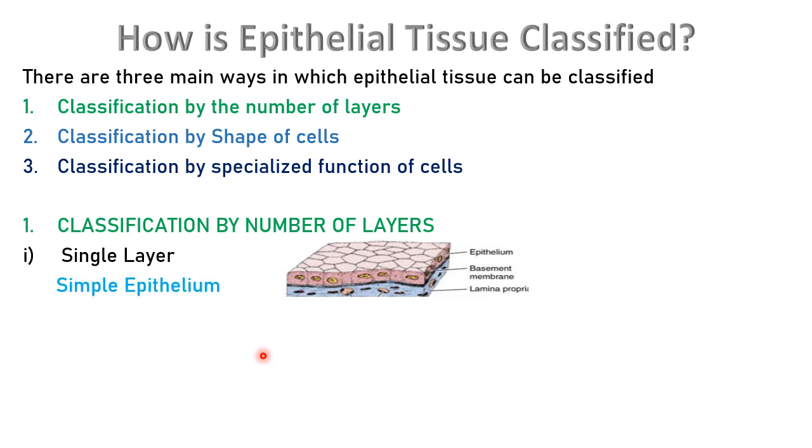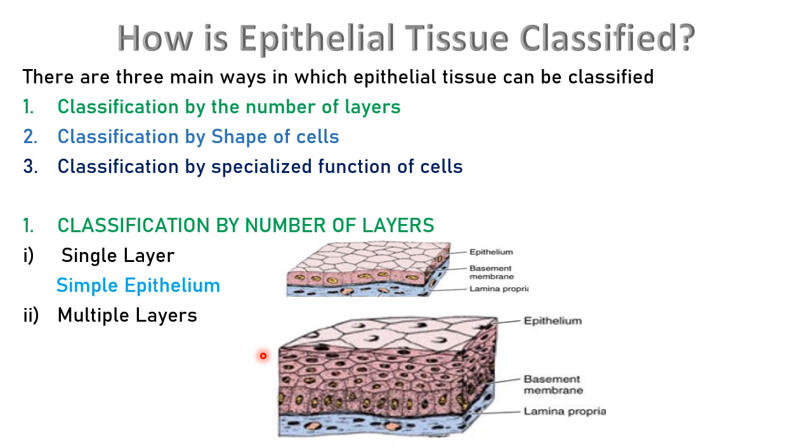Then the second one, when you have more than one layer, whenever you have multiple layers, in this instance, as you can see here, we have multiple layers on top of each other like that, and the basement membrane is there. In such a case, you call this stratified epithelium. These are strata, meaning layers, right? So this is stratified epithelium. So we have simple epithelium and stratified epithelium according to number of layers. I hope that makes sense.